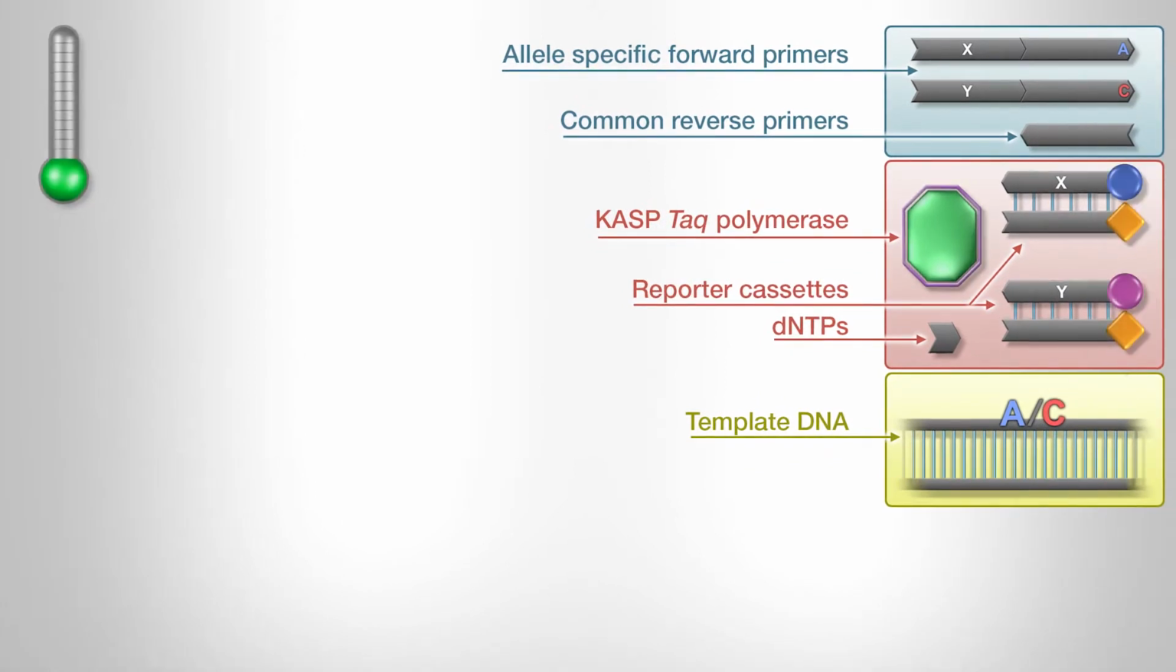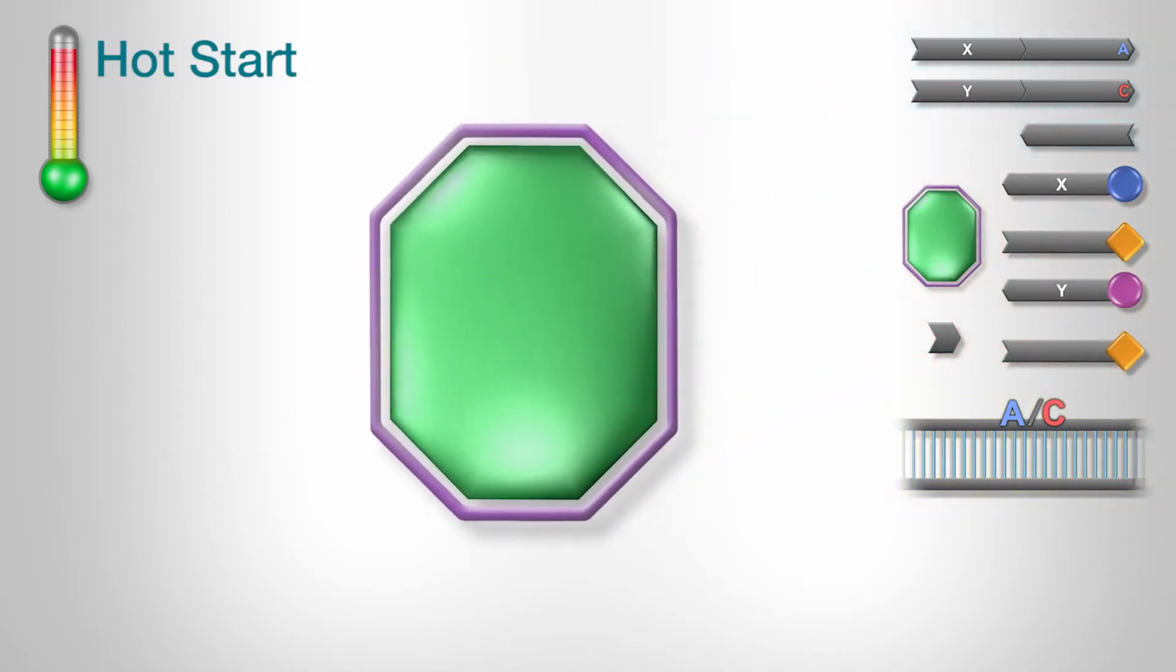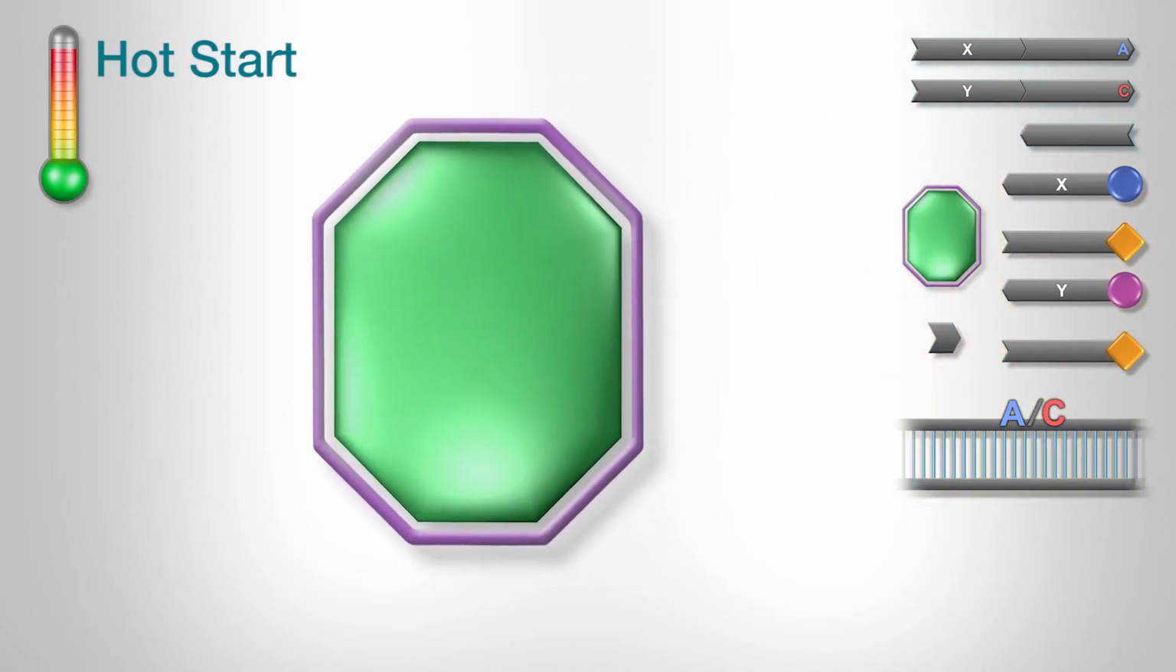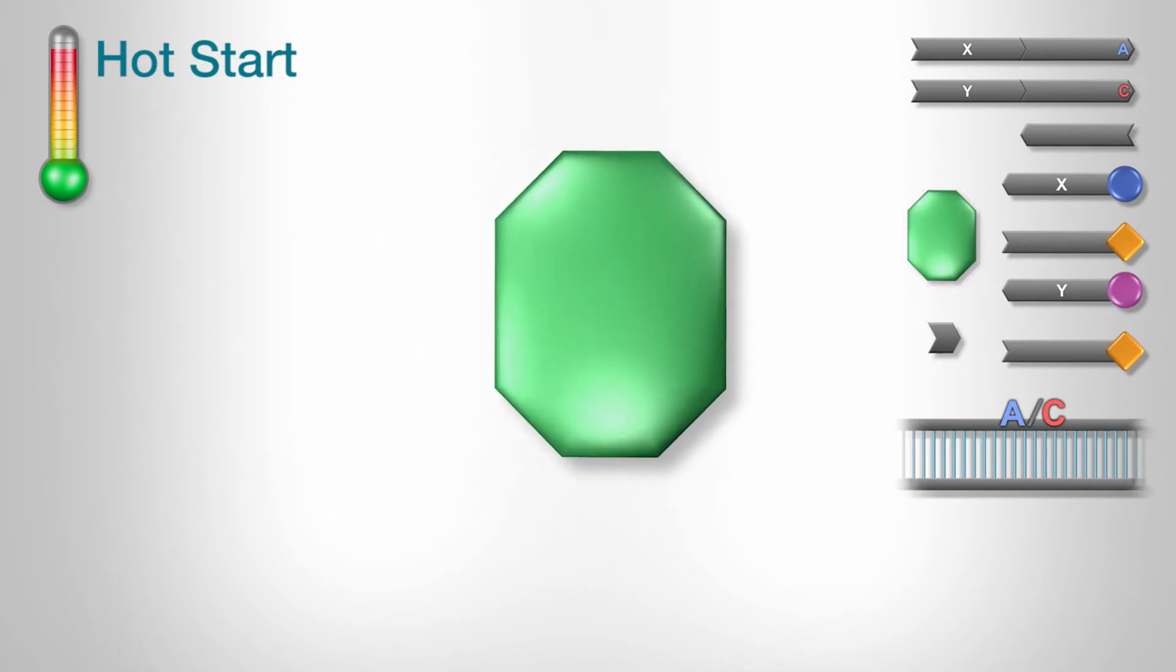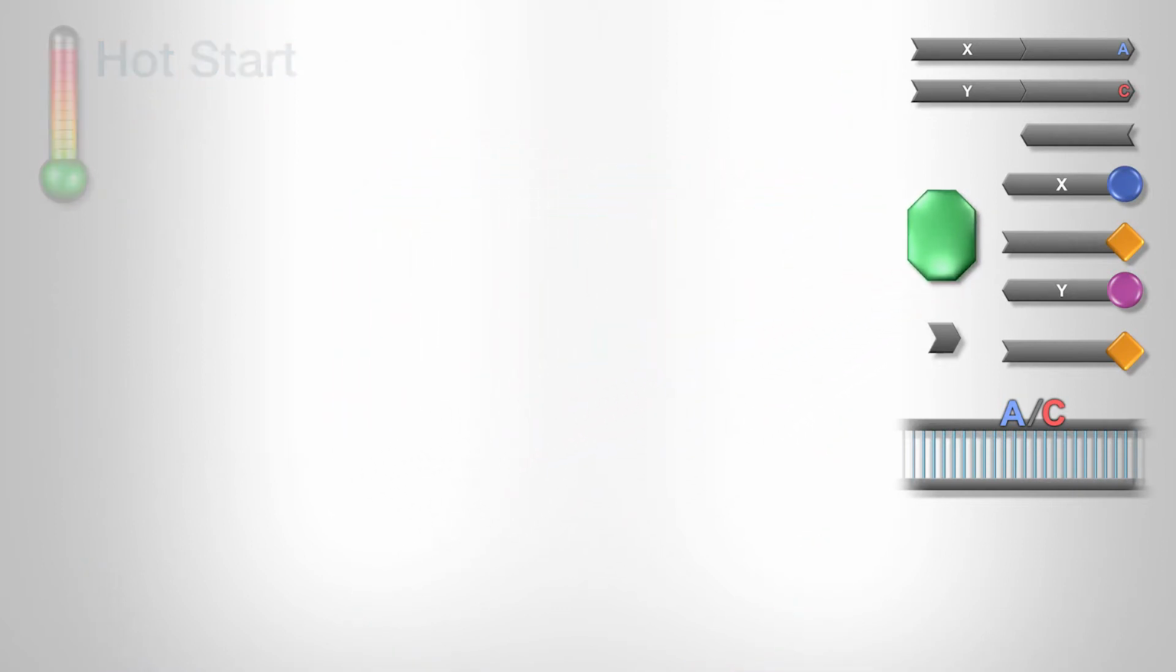The first stage of the protocol requires hot start activation of the KASP Taq. This removes the chemical inactivation from the KASP Taq, leaving the enzyme active for the KASP reaction.